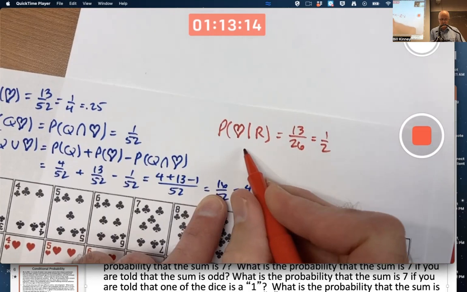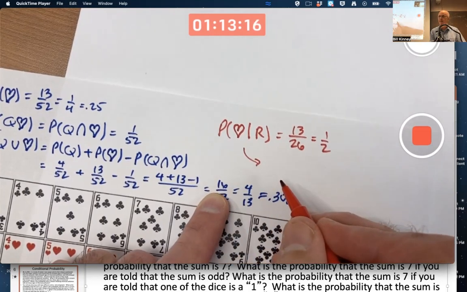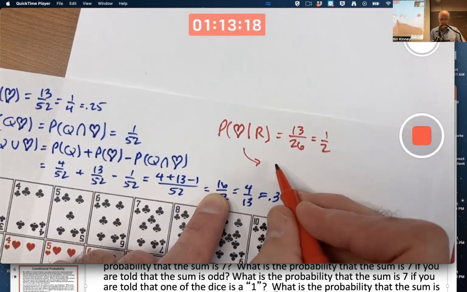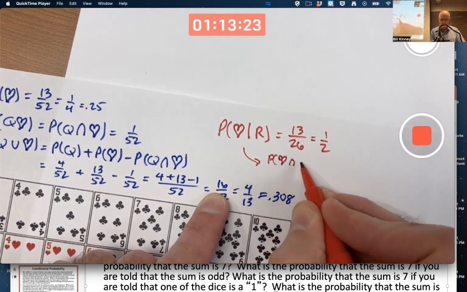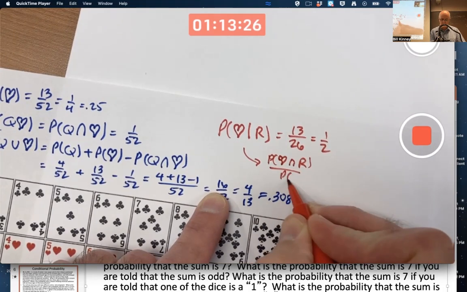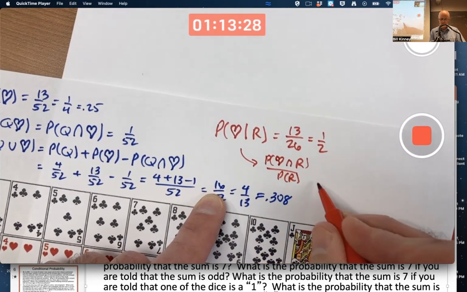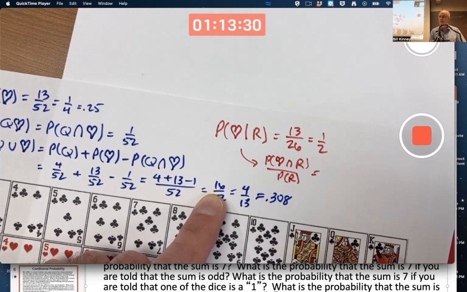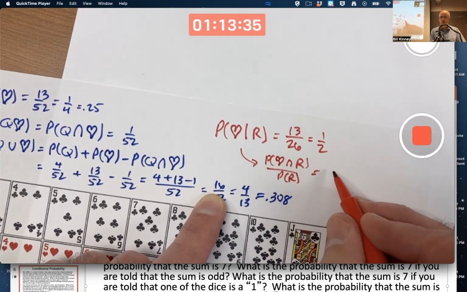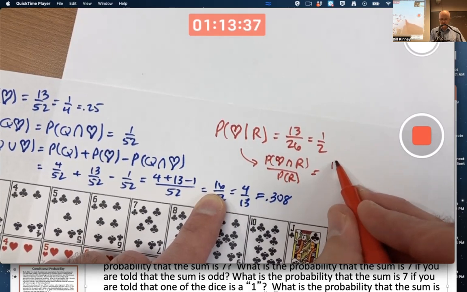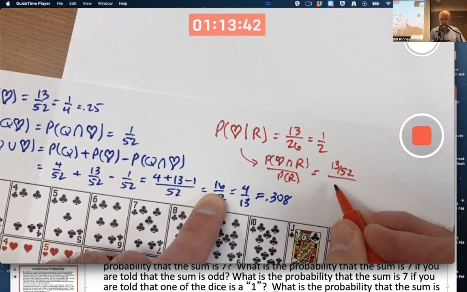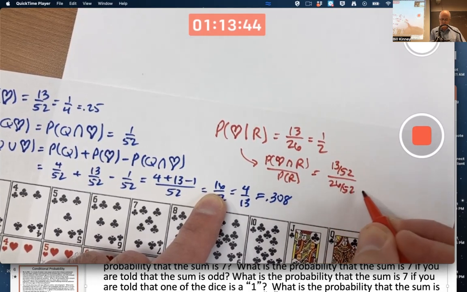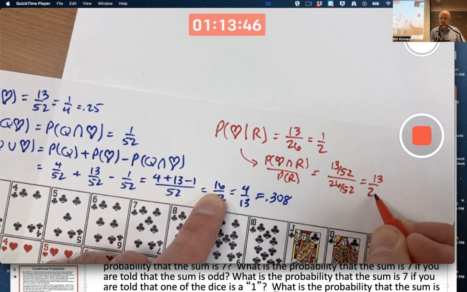You could also think of it in terms of the formula we wrote down 5 minutes ago. It's the probability of being both a heart and red divided by the probability of being red. You're either a heart or a diamond here. Being a heart and red means you are a heart. That's 13 out of 52. Being red means you're a heart or a diamond. That's 26 out of 52. And yeah, the 52s cancel, giving us the same answer.